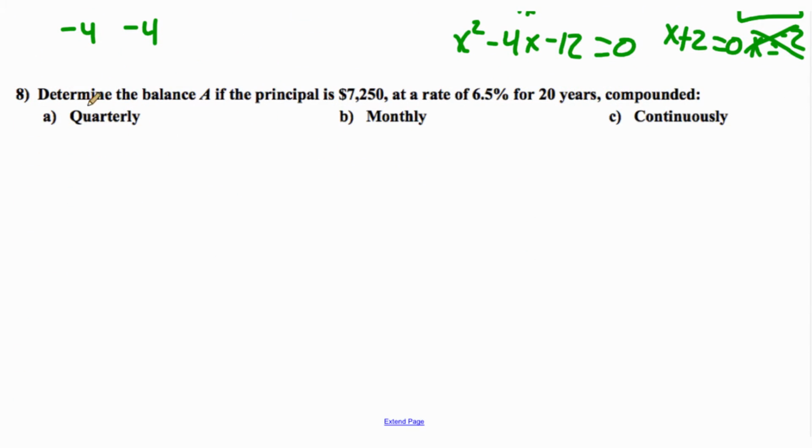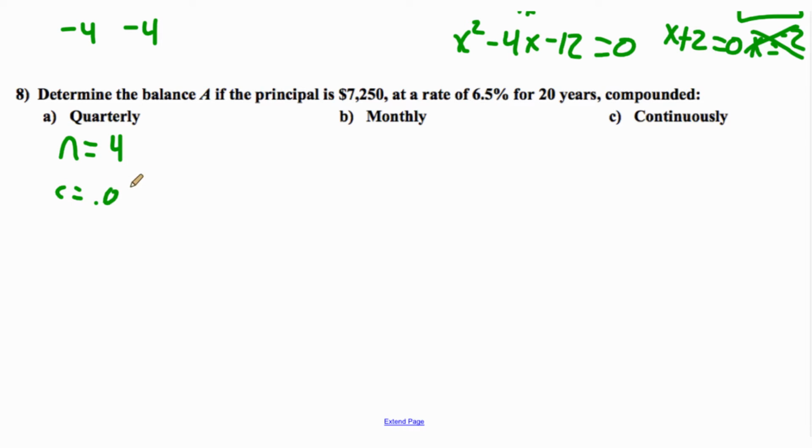Taking a look at number 8, we've got an interest problem. We're given a principal amount of $7,250, and we're going to invest that at a rate of 6.5% for 20 years. In part A, this one is going to be quarterly, so as we start writing out this formula, the n value that we're going to be working with is 4, since compounding quarterly is going to happen 4 times a year. One thing we should remember to do with our rate, with that r value, is we have to turn it into a decimal. Right now it's a percent, so we need to slide the decimal 2 places to the left.